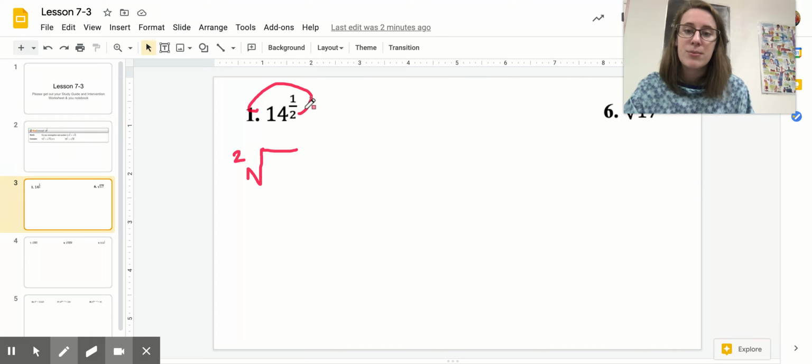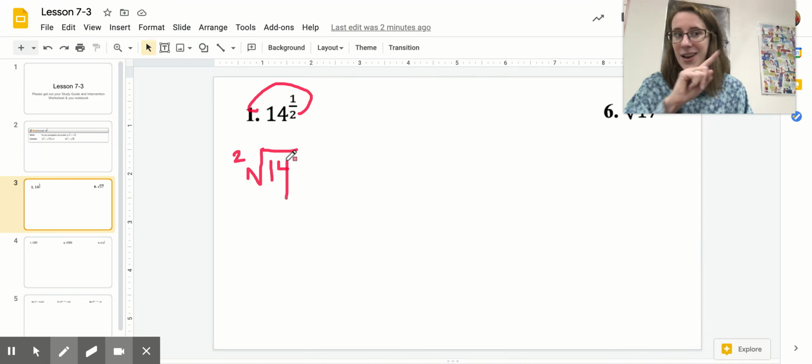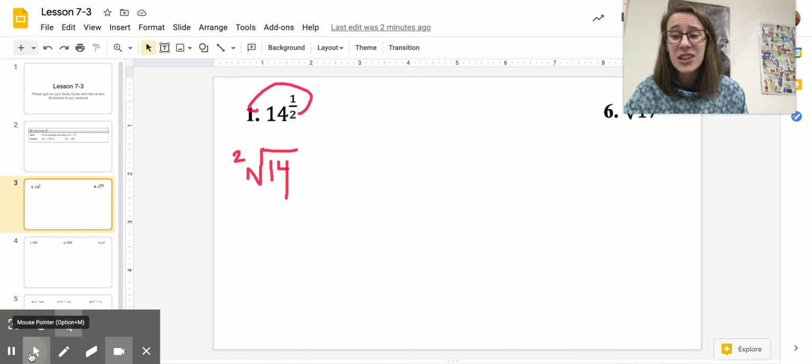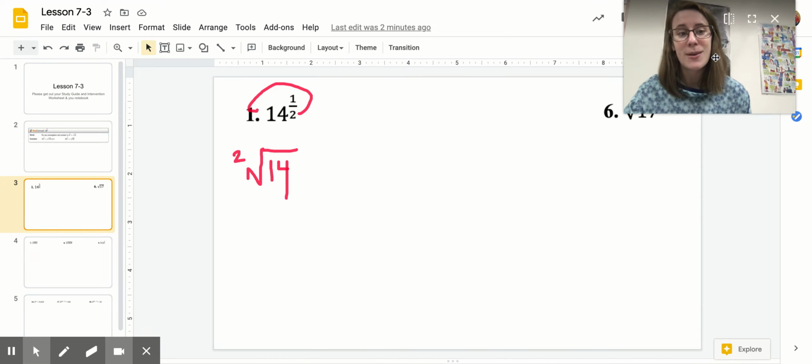So you're going to take the denominator, you're going to swing it out and put it outside the spoon. That's this little root thing. I call it a spoon. And then you just put 14 in there, and that is literally all you're going to do for these problems.